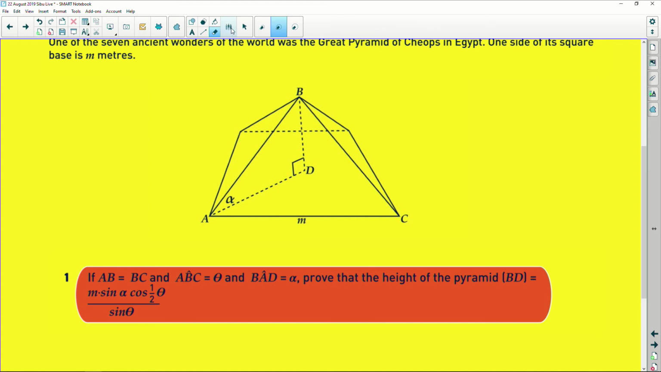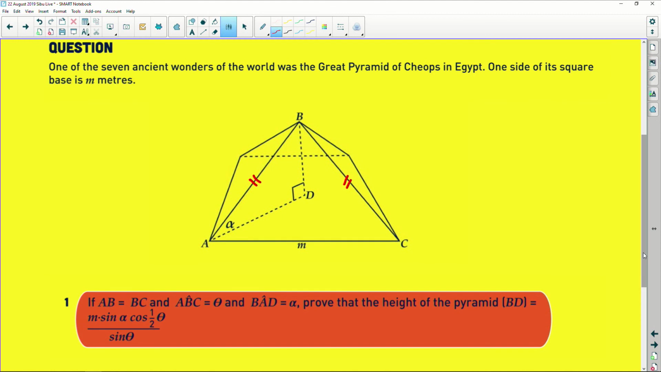Number one says, if AB is equal to BC, very important for you to keep that in mind. We are told already off the bat that the line AB is equal to the line BC. So I'm going to mark that on my diagram because I need to make sure that I'm not making mistakes by neglecting the love letter. You need to read the love letter until the end and then put the information on the drawing because you'll be able to see what the story is. Right. And then angle ABC is theta. So there's an angle there at the top which has got a value of theta. And then angle BAD is alpha. We can see there's alpha right there at the bottom. Prove that the height of the pyramid is BD equals, so we're looking for the height of the pyramid, which is the side BD. It is equal to M sine alpha cos half theta divided by sine of theta.